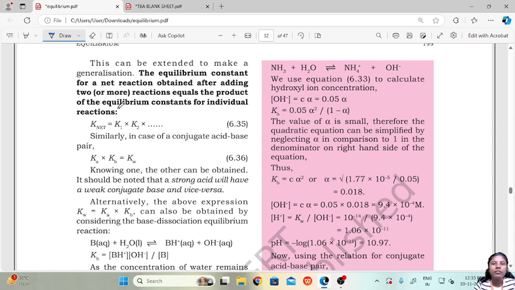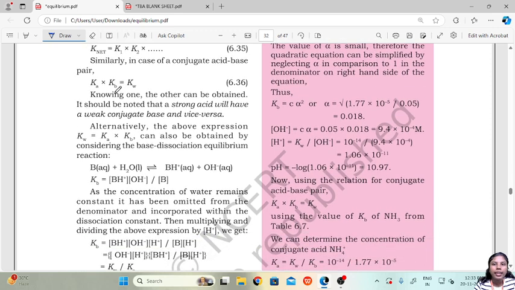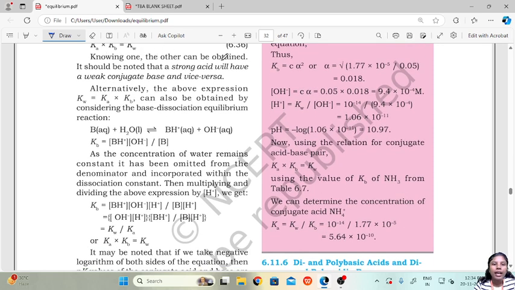So what we are saying is that when you add two or more reactions, the equilibrium constant of the net reaction is the same as the product of the equilibrium constants of the individual reactions. So K net is going to be K1 into K2, and however many equilibrium constants there are, their product will always be equal to K net. Similarly, in the case of a conjugate acid base pair, Ka into Kb equals Kw. Knowing one, the other can be obtained.